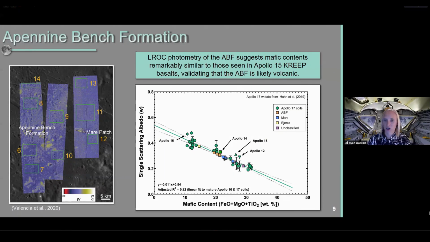So the first I'm going to show is the Apennine Bench Formation, which is likely the only large province of exposed creep basalts on the lunar surface. So this is work that's largely being done by Sarah Valencia.